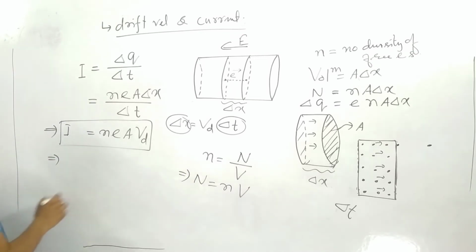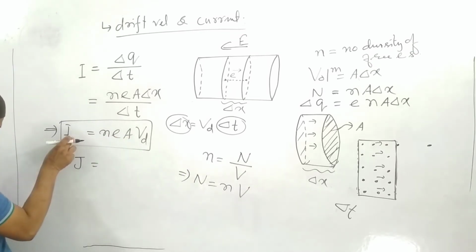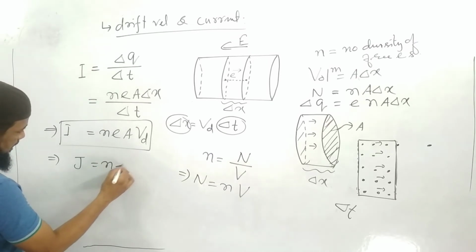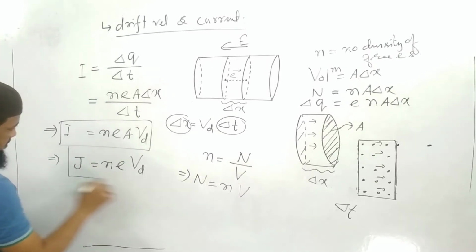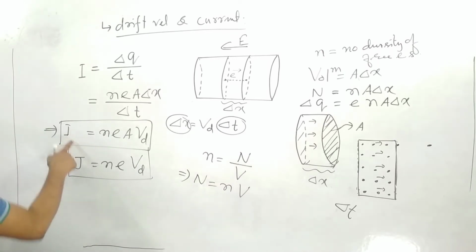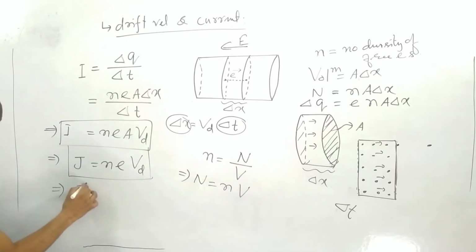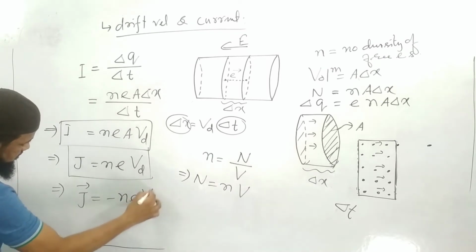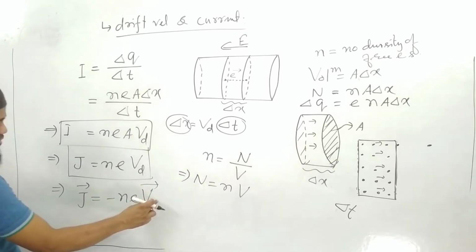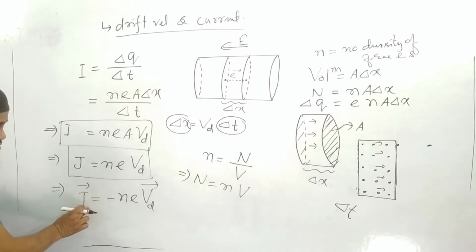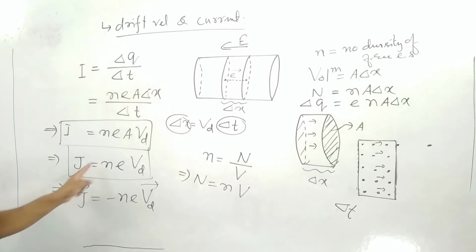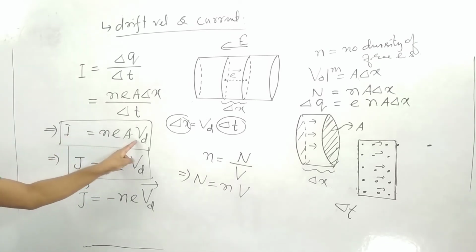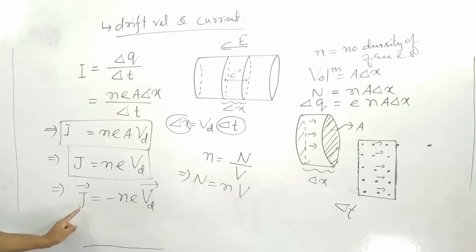So from here we can define current density also. You bring area here, current divided by area. How much will it become? nevd. This is scalar, but these two are vectors. If I put J bar, then it will become minus nevd, because the direction of drift velocity and the direction of current are opposite. So this is current density, the relation between current density and drift velocity. This is the vector form showing the relation between current density and drift velocity.